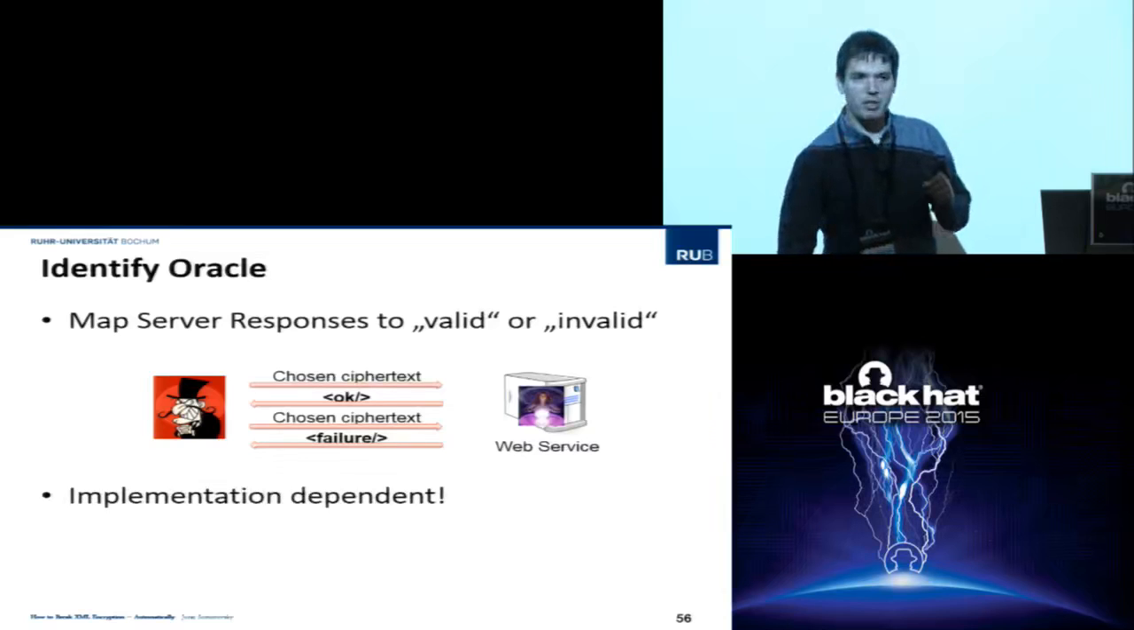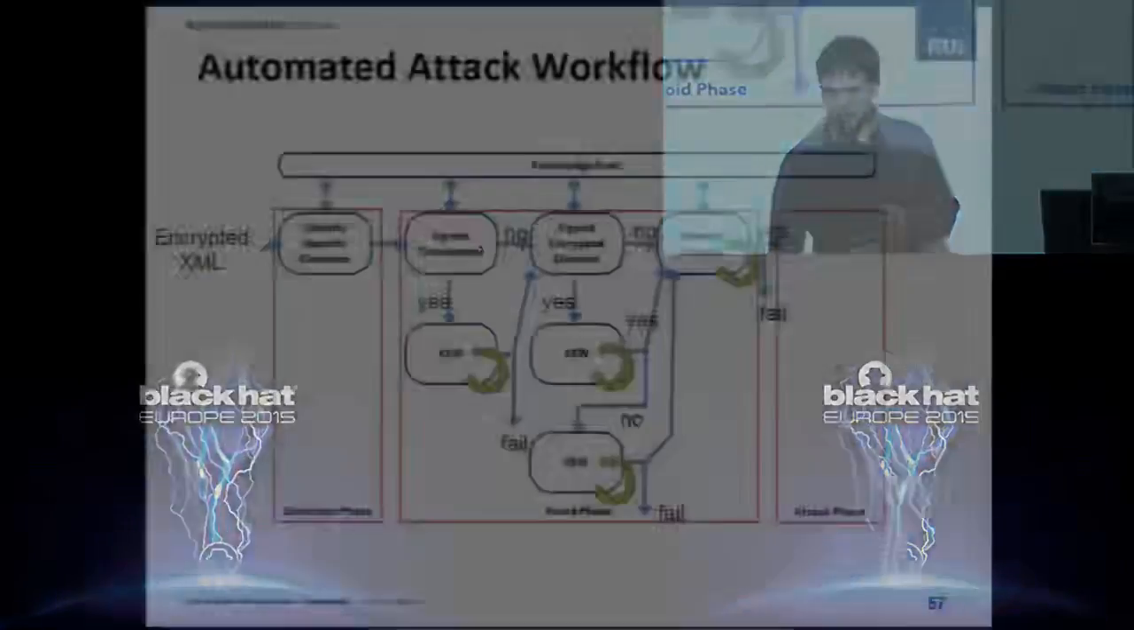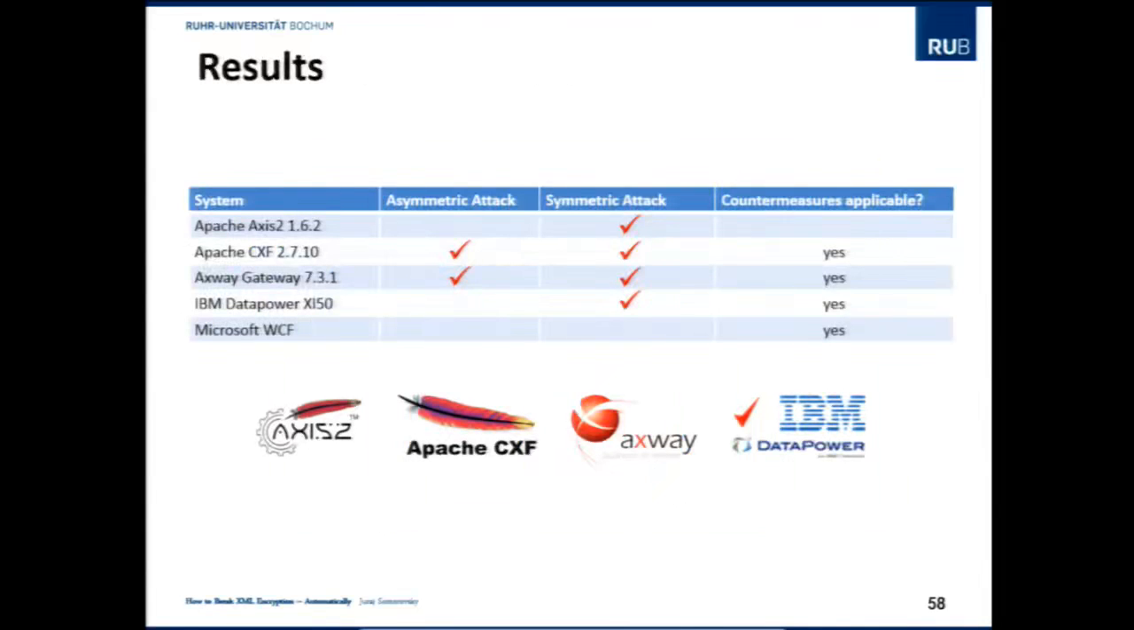Okay, so this is implementation dependent. Some implementations use stack traces if they are wrongly implemented, or maybe there are specific error messages. And at the end, if we identify the oracle, we can apply the attack and decrypt the XML message. So what we did in our paper, we analyzed 5 servers and applications: Apache Axis2, Apache CXF, IBM DataPower, XFAY Gateway, and Microsoft, in their default configurations.